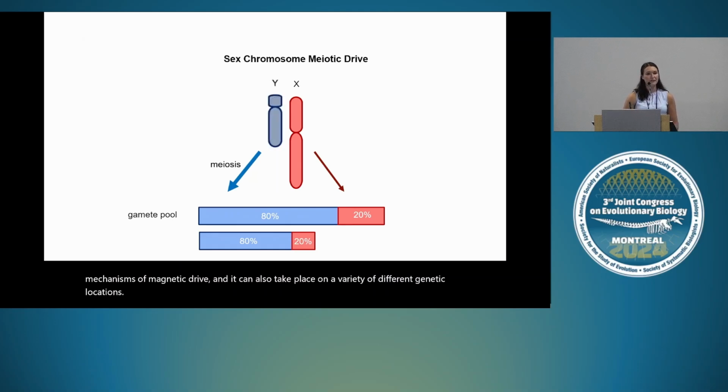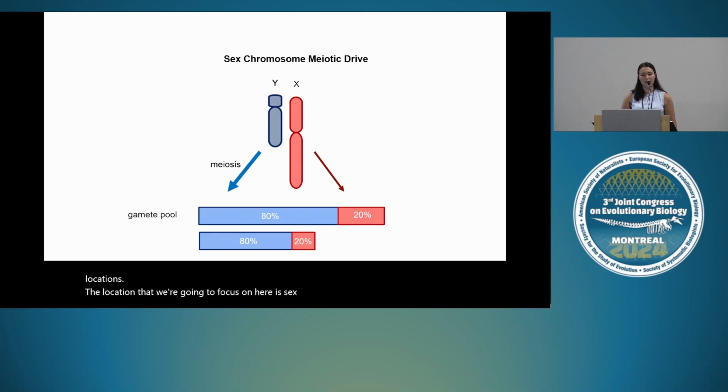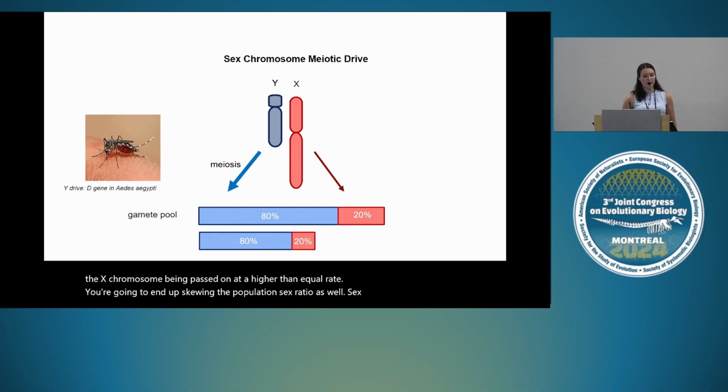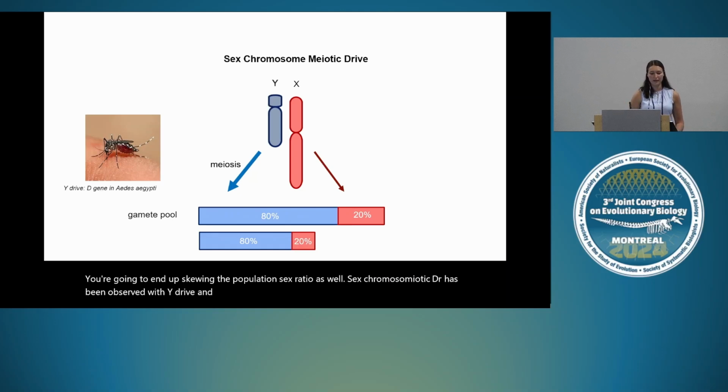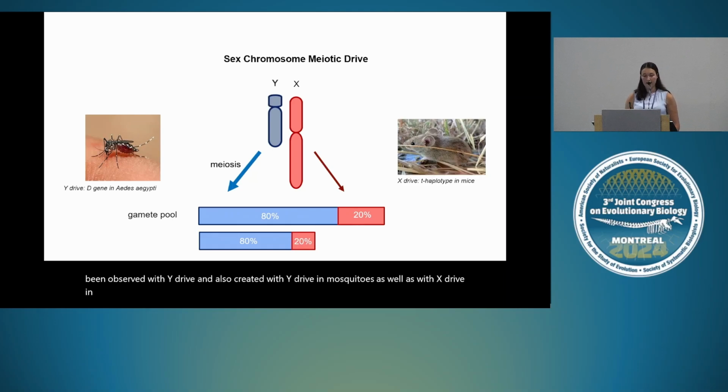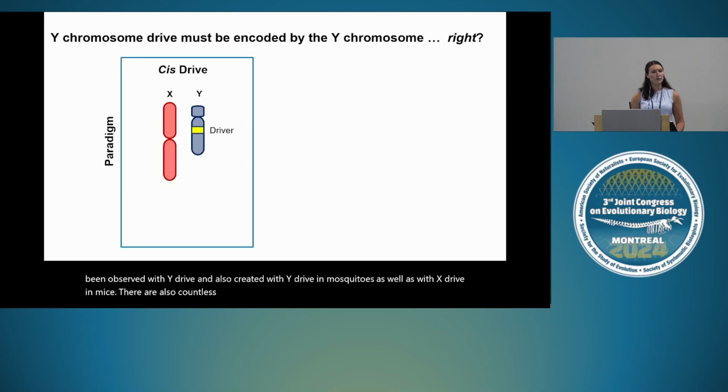The location that we're going to focus on here is sex chromosomes. I find sex chromosome meiotic drive especially interesting because, of course, if you have the Y chromosome or the X chromosome being passed on at a higher than equal rate, you're going to end up skewing the population sex ratio as well. Sex chromosome meiotic drive has been observed with Y drive and also created with Y drive in mosquitoes, as well as with X drive in mice. There are also countless other examples, but there's one thing that all of these examples that we have so far have in common. They're all cis drive systems.